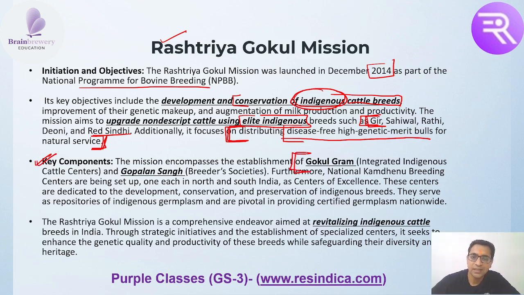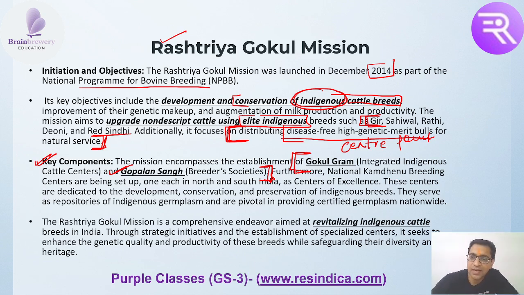This is the main center point, the Gokul Gram, where we will be setting up an integrated indigenous cattle center, and there will be a Gopalan Sangh, that is a breeder society, where the people who are part of this breeder society will be collecting high quality germplasm, sperm of the bull, for the natural services.